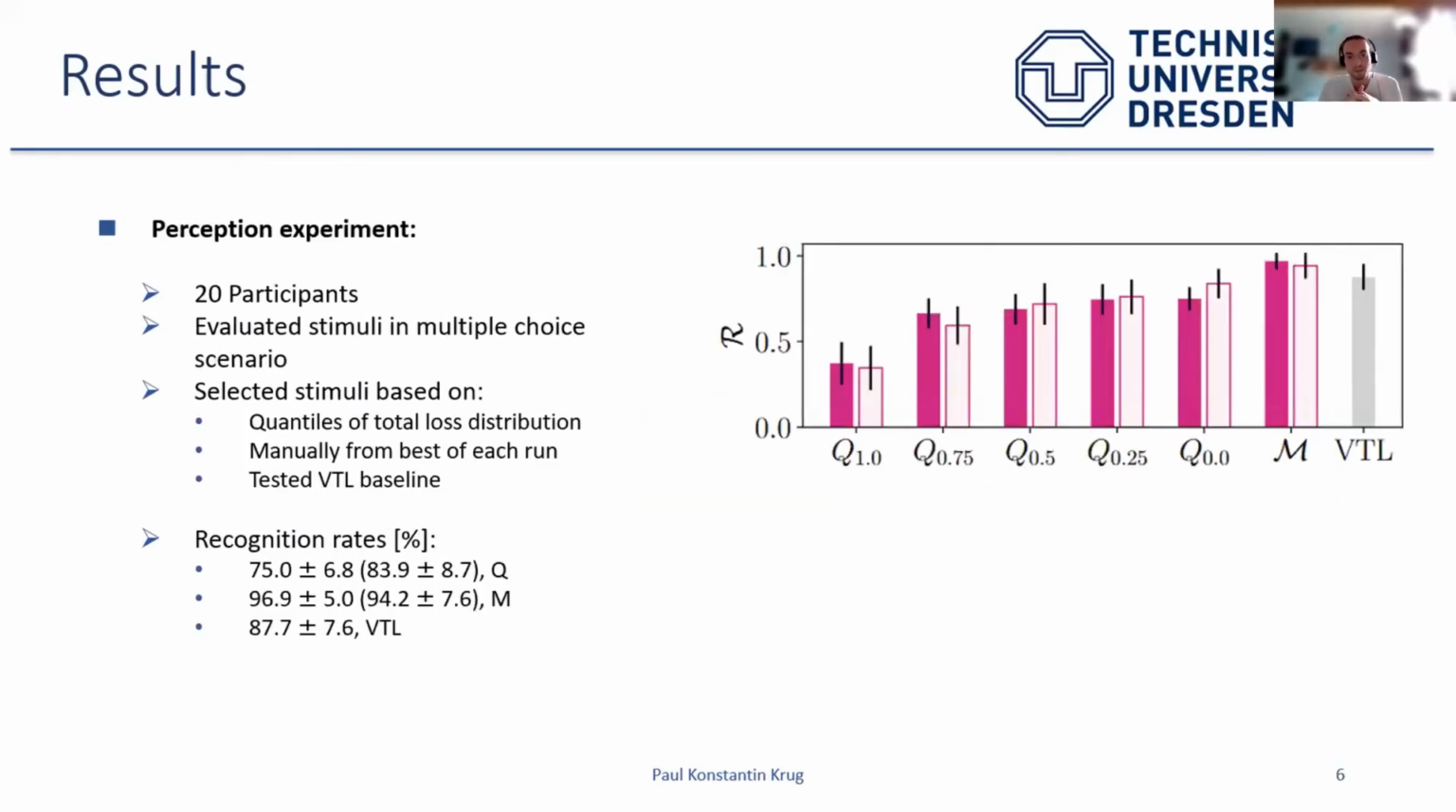What I did is I calculated the five quantiles, Q10 up to Q00. Q10 means that's the sample that has the highest loss, so it's basically the worst sample. Q00 is the best one, and Q0.5 would be the median. So I selected those samples from each phoneme category. And then I also did a manual selection that is called M.